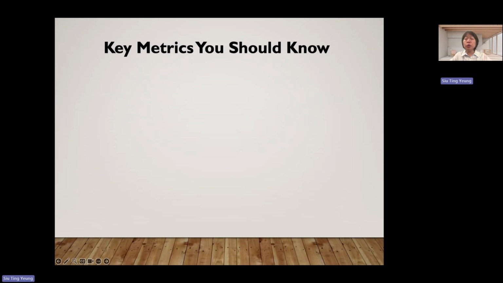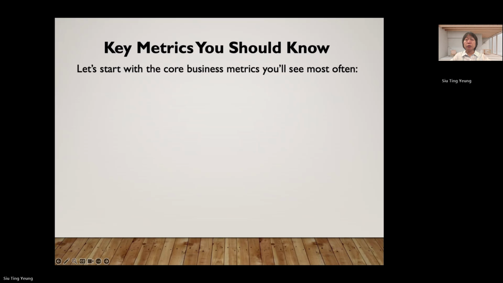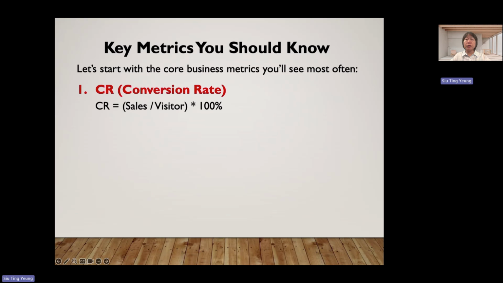First of all, I'll introduce you to 4 key metrics to help you understand, because these are the more often used core business metrics useful to you. So let's start. The first one is the CR, conversion rate. So how to calculate it? The formula is sales over the number of visitors multiplied by 100%.